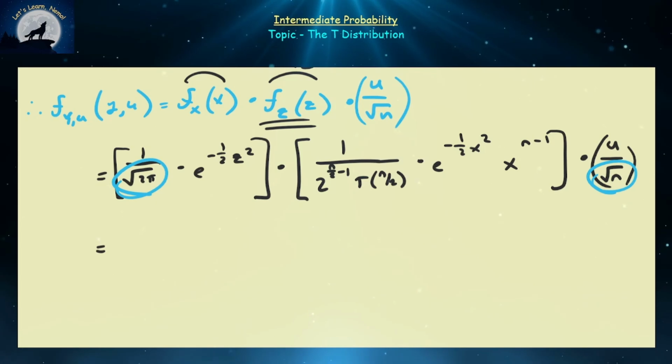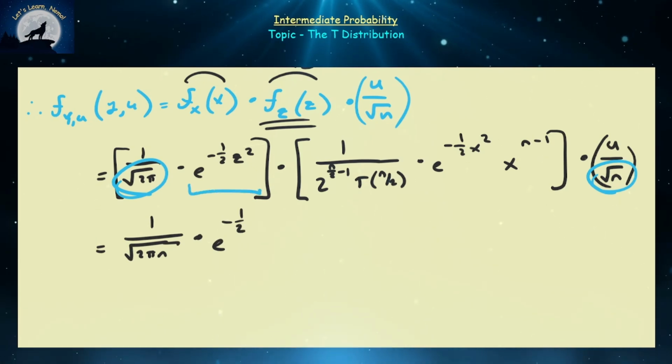So that's going to give us 1 over the square root of 2 pi n times e to the minus 1/2. And note, we have a couple e to the minus 1/2 terms. We have this term here, we have that term there. So technically we could combine this, but keep in mind we need a function of y and u only, so make sure that you do that as soon as possible.